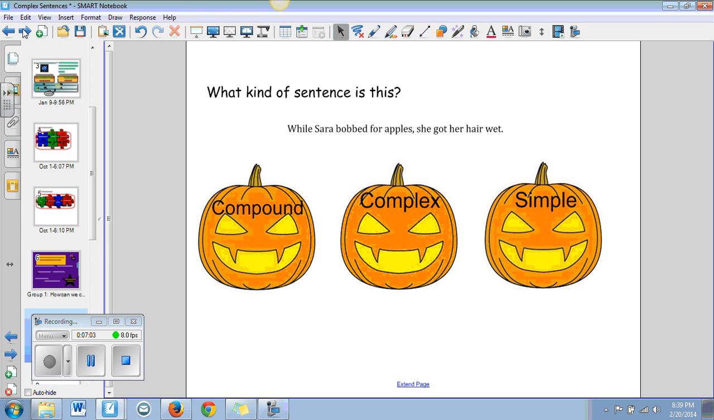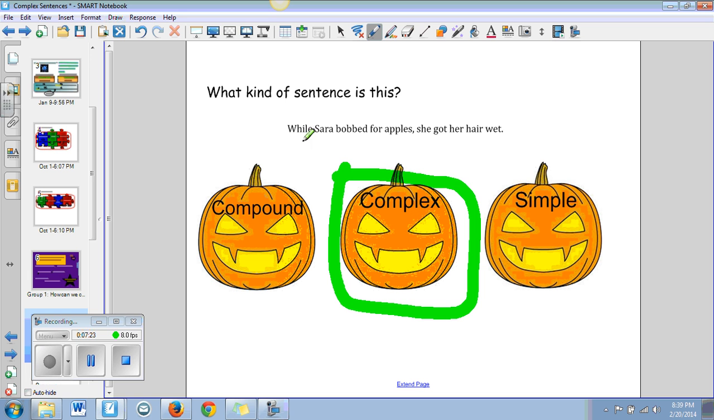All right, what you are now going to do is we're going to do some quick practice with identifying the sentences, and then you guys are going to do some writing. So while Sarah bought for apples, she got her hair wet. All right, what kind of sentence do you think this is? If you said that this is a complex sentence, you're exactly right. Here is our subordinating conjunction, while, and we see that it has that comma there.